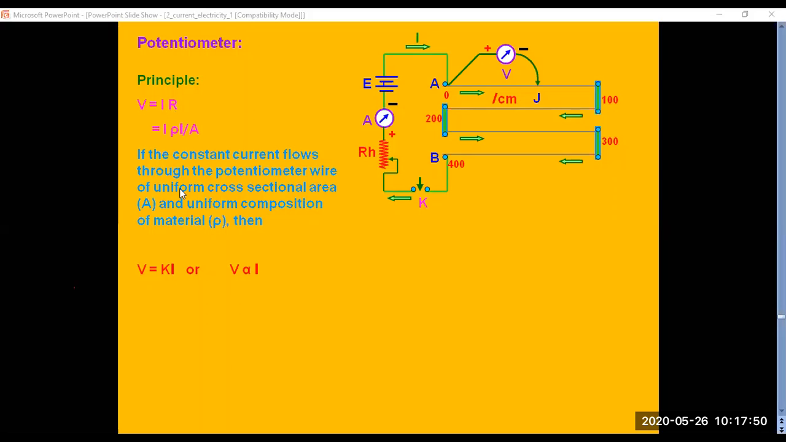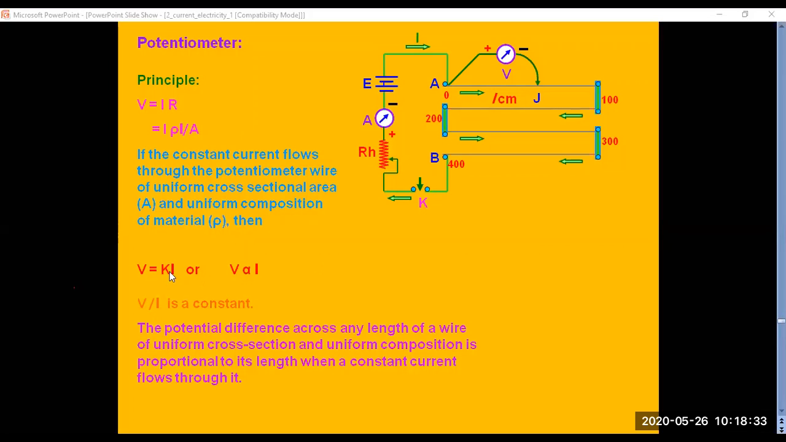If a constant current flows through the potentiometer wire of uniform cross-sectional area capital A and uniform composition of material rho, then V can be written as this whole thing considered as a constant K into I, or you can write V is proportional to I. That is, potential is proportional to current. This is the principle of your potentiometer. What is the principle of a meter bridge? It is Wheatstone's network. The principle of your potentiometer is Ohm's law. Mathematically, we write it as V is equal to IR, or you can write V is proportional to I.